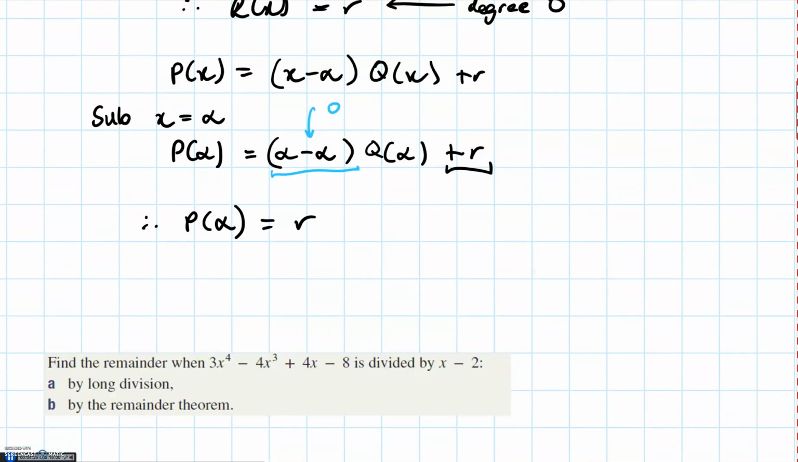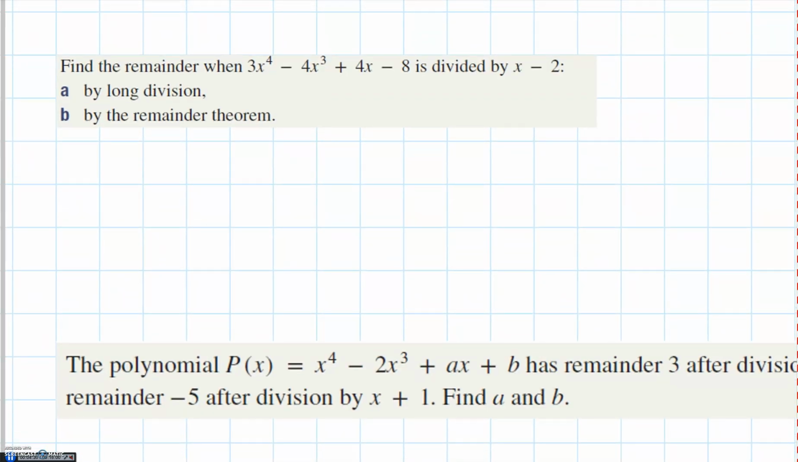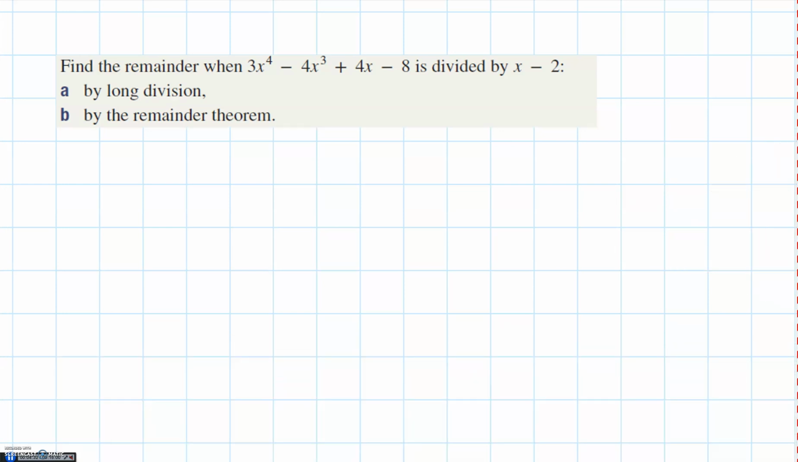So, let's actually use this fact. This first question: find the remainder when the polynomial 3x to the power 4 minus 4x cubed plus 4x minus 8 is divided by x minus 2. We're going to do it two ways. We're going to do long division, and then we're going to do it using the remainder theorem. And hopefully you'll see that the remainder theorem is really powerful and really easy and quick to use.